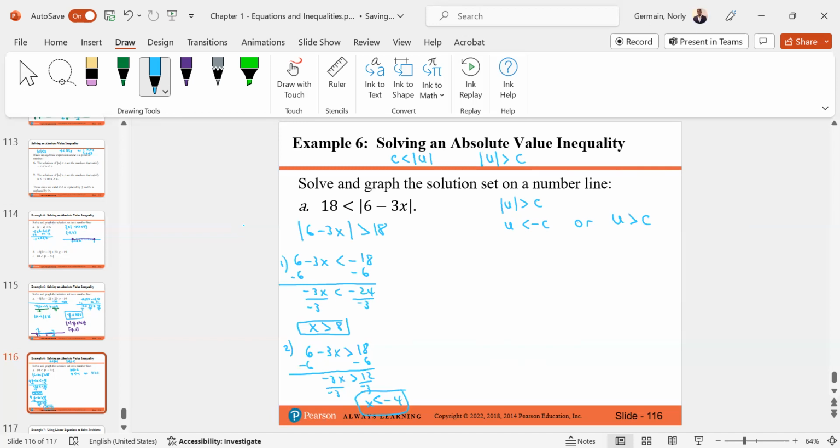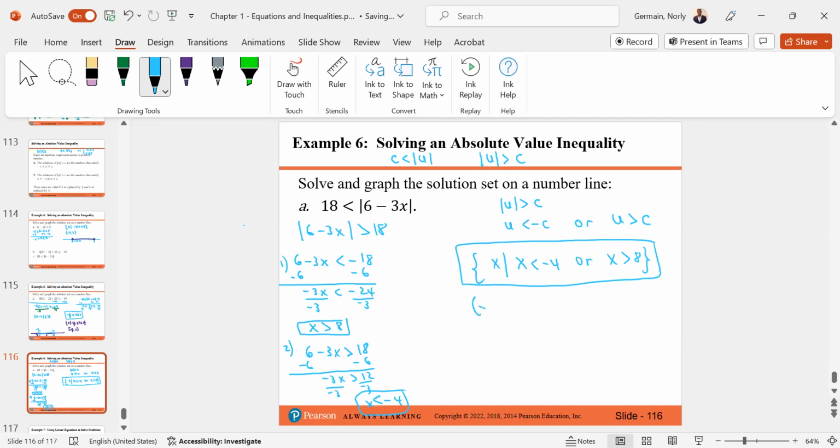Once we have the two answers, the set builder notation consists of all numbers that are less than negative 4 and greater than 8. So the solution set in set builder notation would be: x such that x is less than negative 4 or x is greater than 8. This is the set builder notation. And if you want to do the interval notation, remember it's union, "or" means union.